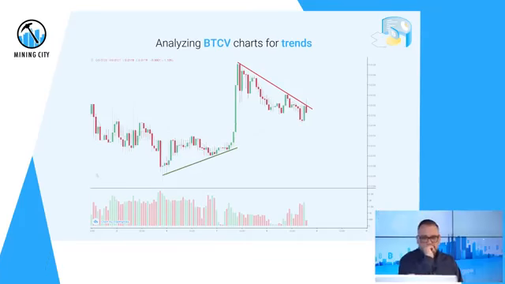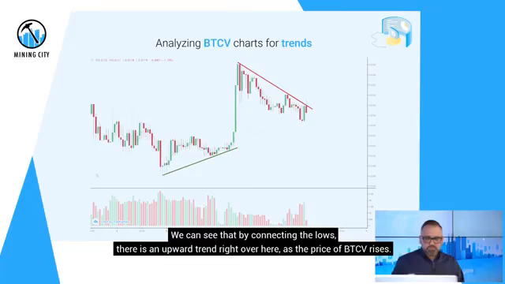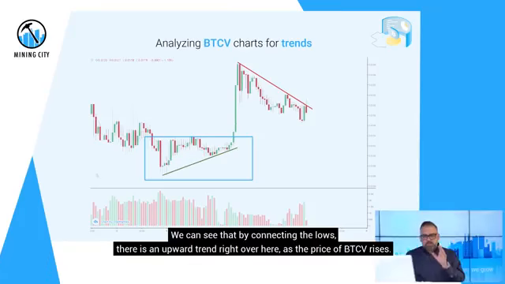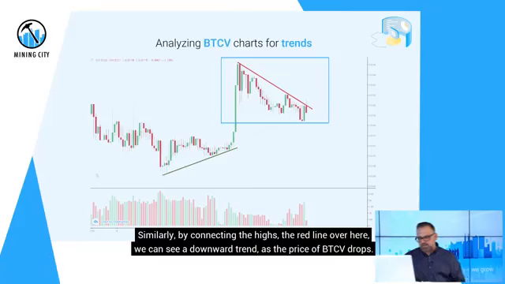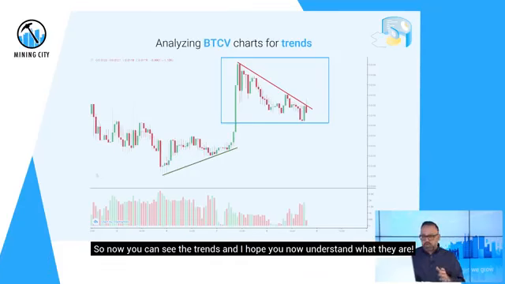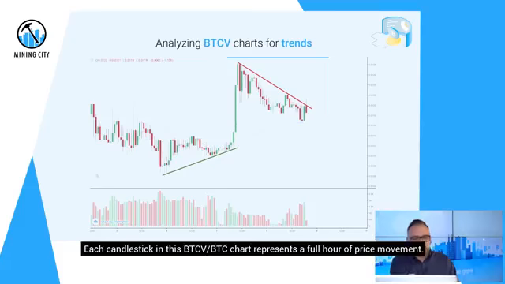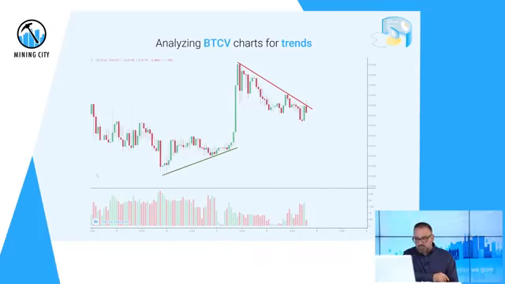You see, we can see that by connecting the lows, right here, there is an upward trend, as you can see the price of BTC rises. And in a similar way, by connecting the highs, the red line over here, we can see a downward trend as the price of Bitcoin Vault drops. So now you can see the trends, and I hope that you understand what they are. Each candlestick in this Bitcoin Vault and BTC chart represents again a full hour of price movement.